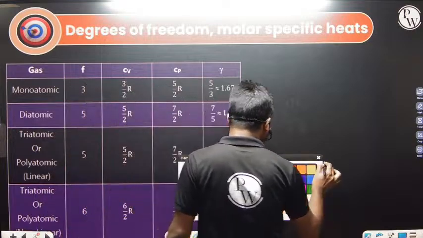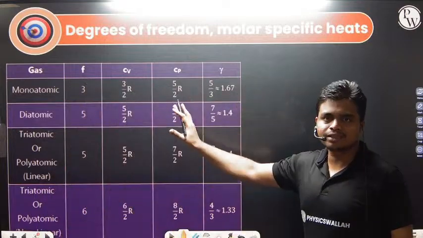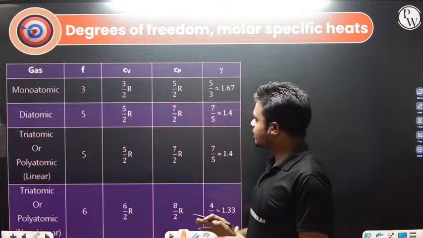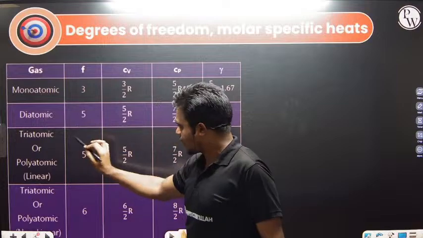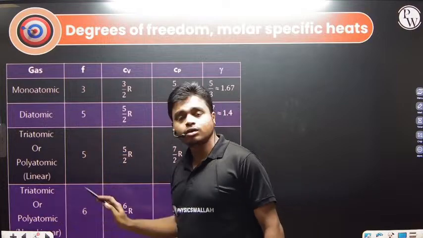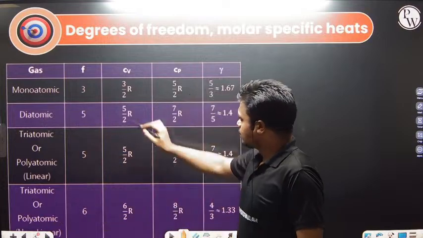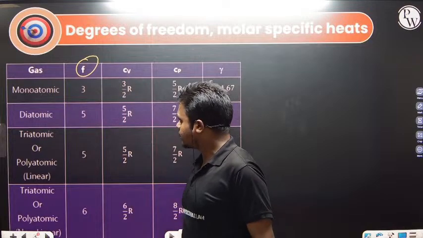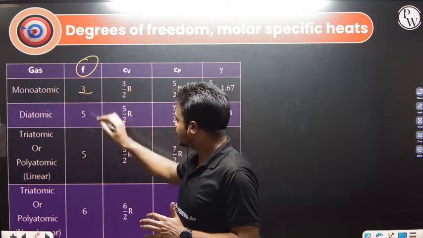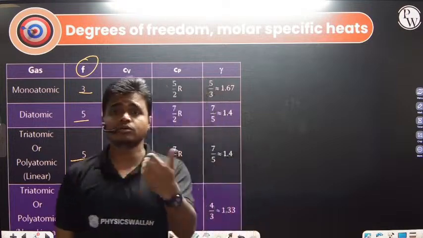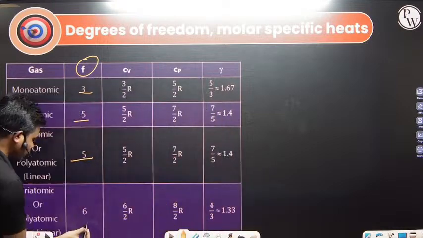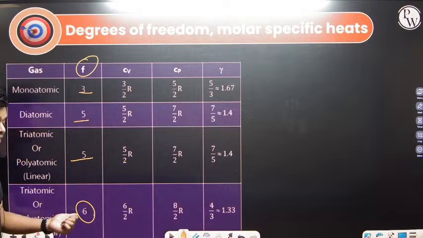Starting with the first fundamental table that we have. Here we have the types of gases: monatomic, diatomic, triatomic or polyatomic. F is the degrees of freedom. Monatomic has 3 degrees of freedom, diatomic 5, and linear triatomic is equivalent to a diatomic molecule. Next, the polyatomic molecule has 6 degrees of freedom.